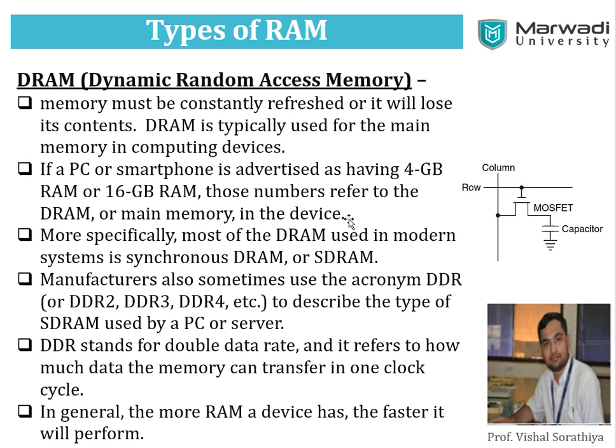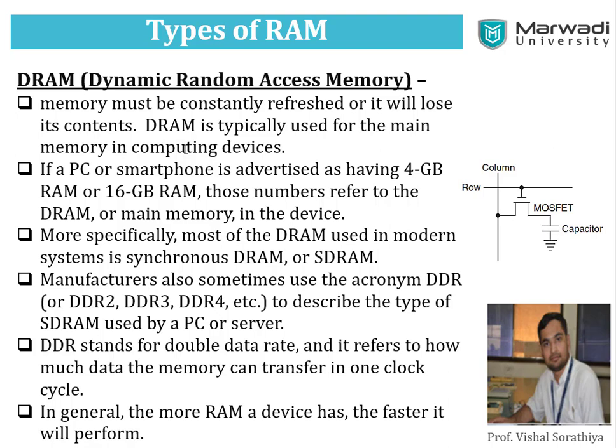Now there are two types of RAM. We have dynamic RAM and static RAM. Now dynamic RAM, that memory is going to be refreshed and it loses its content whenever it is refreshed. More specifically, you can see that your PC has 4 GB RAM, 16 GB RAM. That is the memory capacity which is connected with your computer. And the more memory, the more complex computational tasks you can do. That's the standard observation we have.